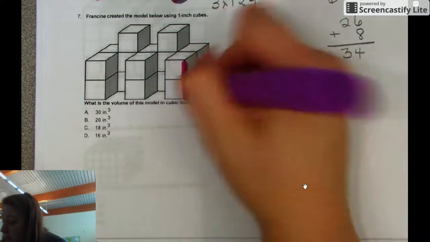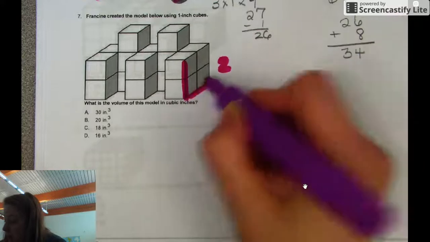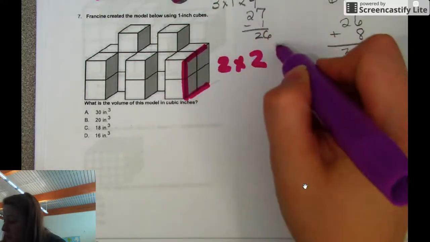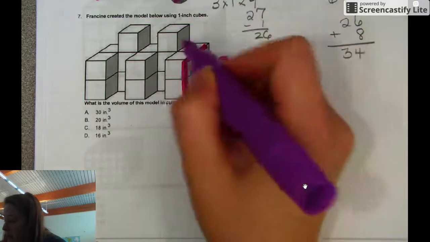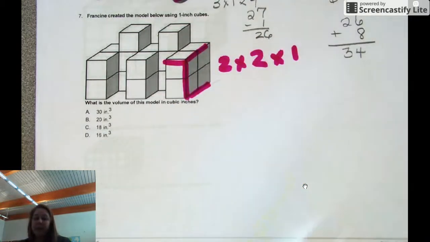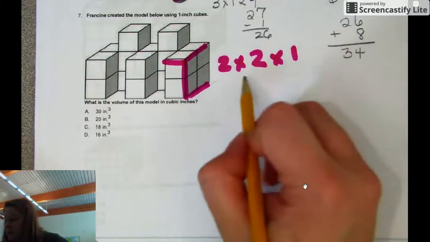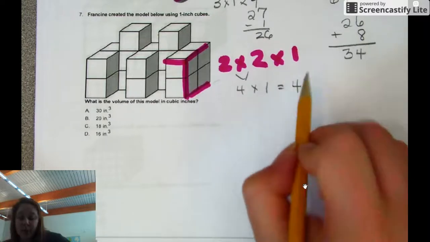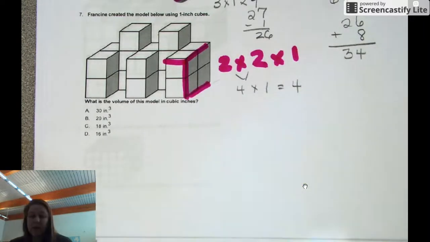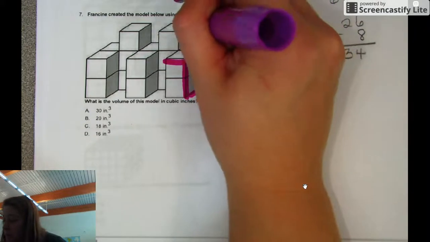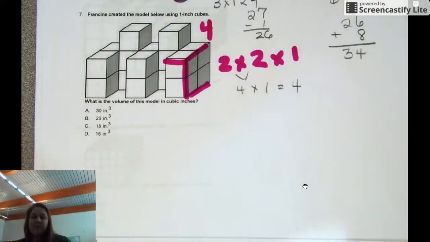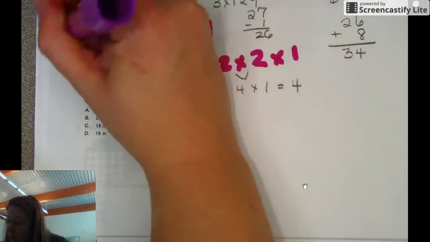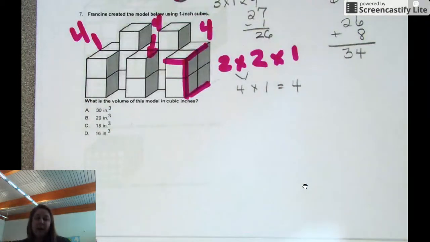So here's my height. This is 2. Here is my width, which is 2. And then here's my width, which is 1. Okay, so when you do that, 2 times 2 equals 4 times 1 equals 4. So at this current moment, this box right here represents 4. So then this box right here represents 4. And then this box right here represents 4.